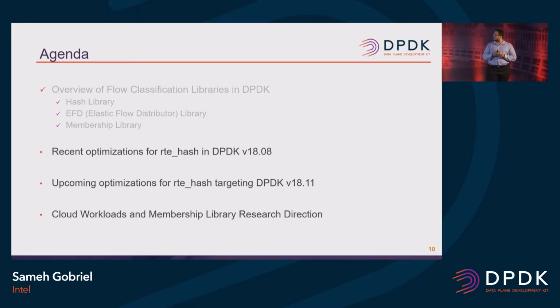And then the next thing I will try to accomplish here is to talk about some optimizations that we have done for the RTE hash in 18.08 and also some upcoming optimization for 18.11. But let me stop here for a few seconds if you have any questions about the three libraries I have discussed.